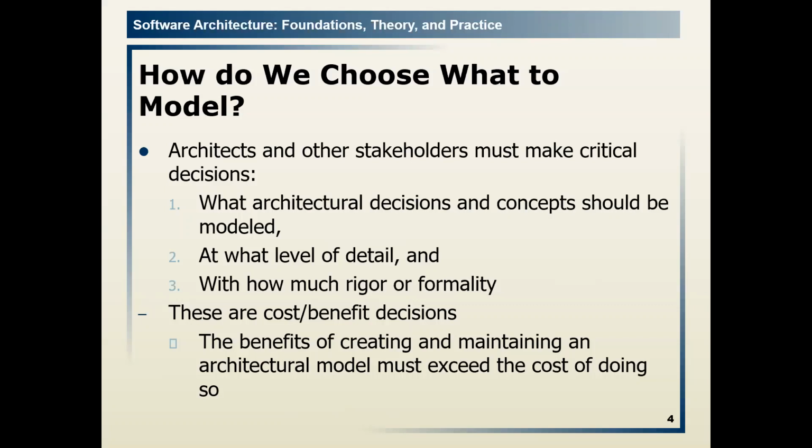Then these are cost and benefit decisions. The more documentation you need, the more cost is incurred, but there are benefits as well. There are benefits of creating and maintaining an architectural model, but the benefit must exceed the cost of doing so. In a general industrial setting, there's a cost for everything you do, because people have to be allocated to work, and we pay salaries, and the company's resources are used.